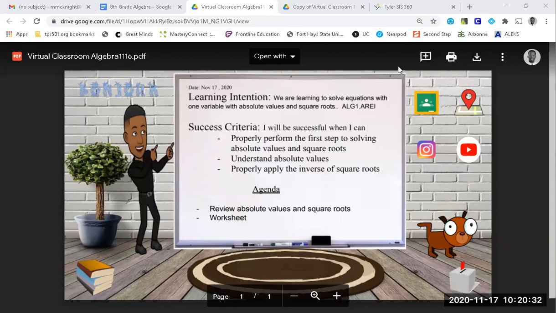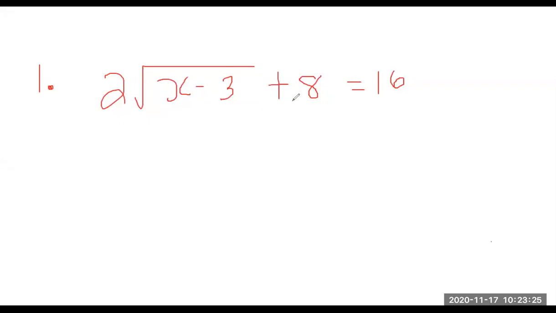So our learning intention for today states that we're learning to solve equations with one variable with absolute values and square roots. I will be successful when I can properly perform the first step to solving absolute values and square roots, because we know that first step in how we solve equations can be very important. When we start understanding absolute values just a little bit more, and then also when we properly apply the inverse of square roots, we'll go through some problems, and then after that, we'll attack some of the questions on the worksheet. So you say I'm going to do the additive inverse, right?